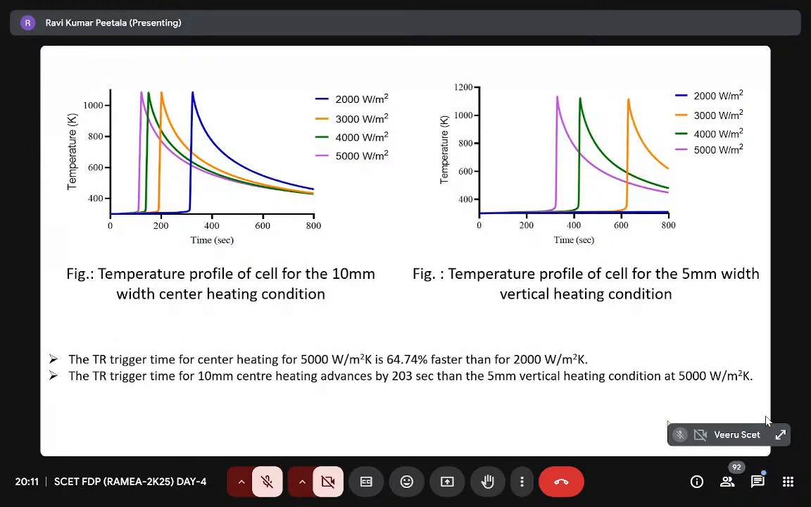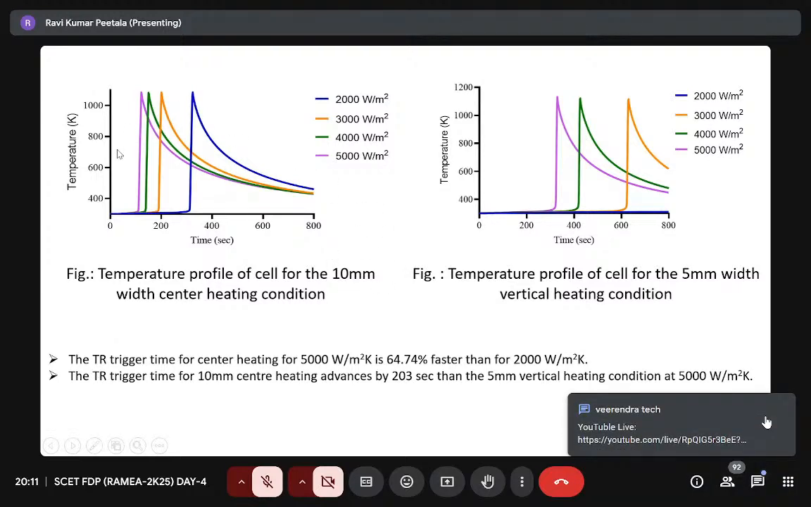So now I use the midpoint, the width at the center. If I give the heat to 10 mm, and these are the thermal runaway conditions, so it is 5000. The thermal runaway is happening before 200 seconds.